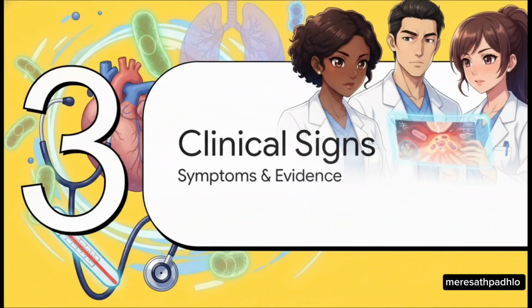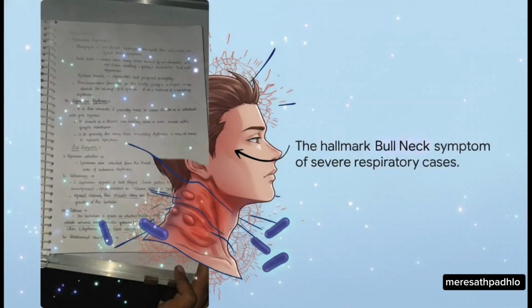Which brings us directly to part 3, clinical signs and symptoms. If you are a medical professional, one of the most visually alarming red flags of a severe respiratory case is massive cervical lymph node swelling, along with soft tissue swelling in the neck. It gives the patient this highly distinct bulging appearance, medically known as bull neck. When you see that, you know for sure the disease is deeply entrenched and highly toxic.